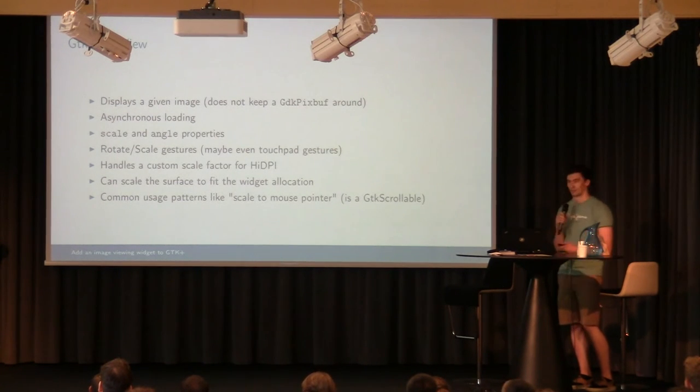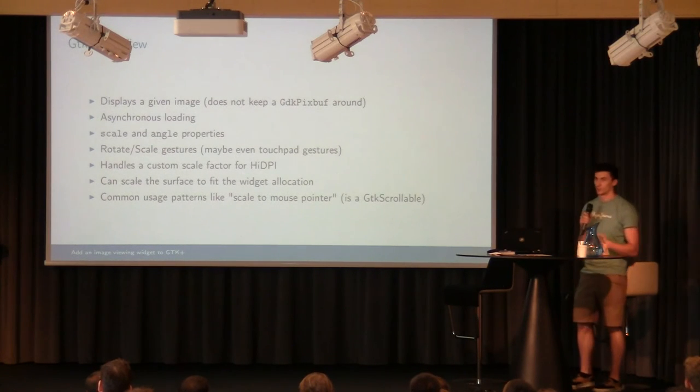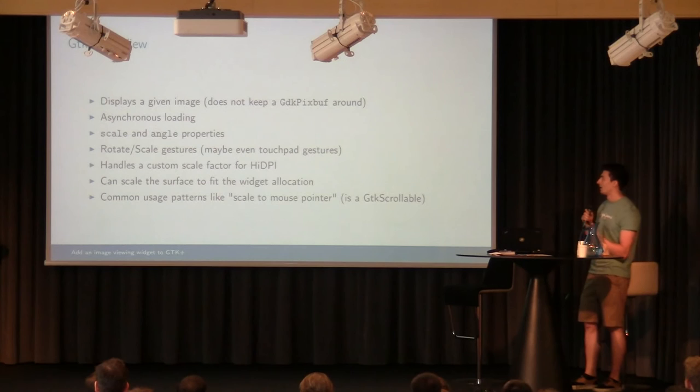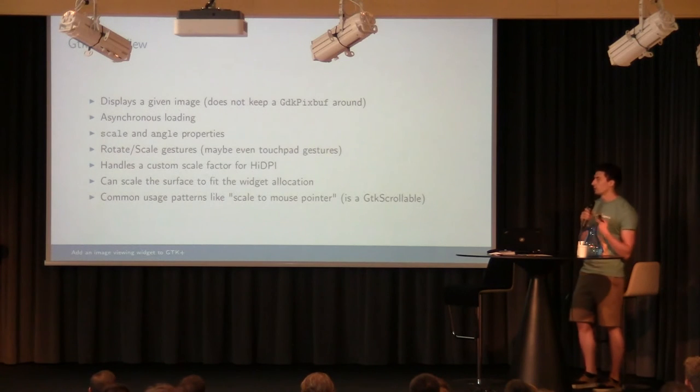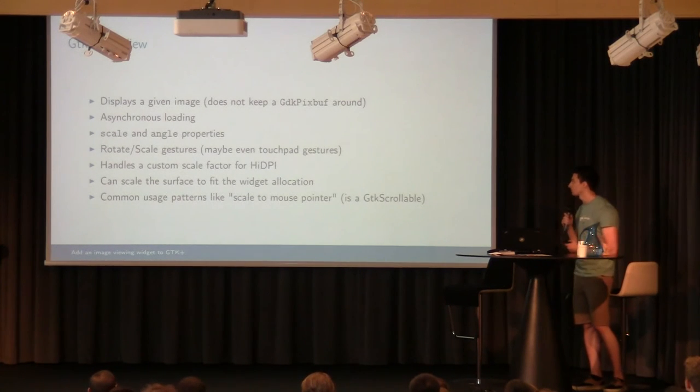It displays a normal image, and in the usual case, it does not keep a GdkPixbuf around, instead only a Cairo surface, unless it's an animation, in which case you just need an animation. We have asynchronous ways to load your image from streams or from a file. Scale and angle properties, of course. In the future, probably touchpad gestures, hopefully. And normal gestures for your touch screen.